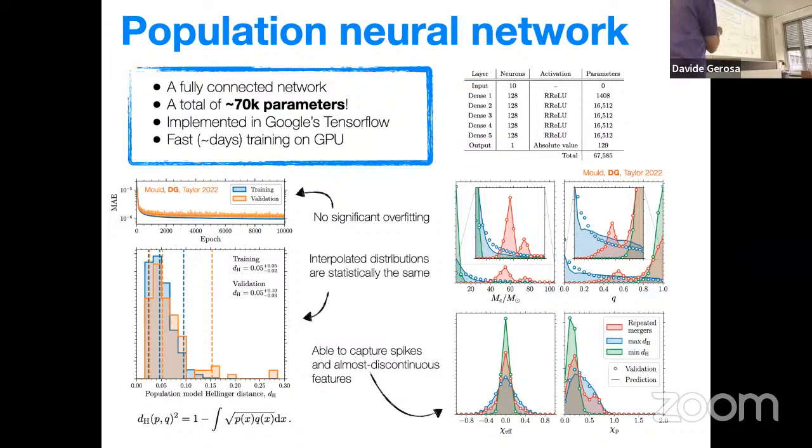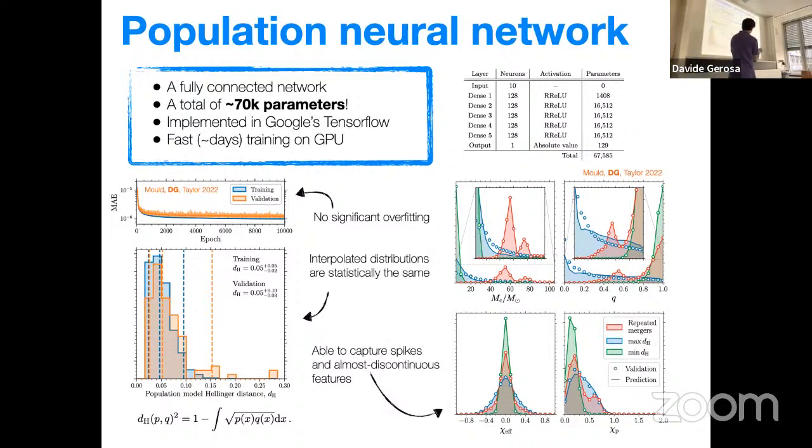So this is a typical machine learning plot. That's the loss function, how the loss goes down as a function of the epoch, meaning the number of times the network has seen the same batch of data. The fact that the training set and the validation set are sufficiently similar means that we don't have significant overfitting. We quantify this in terms of the so-called Hellinger distance, a measurement of distance between probability distributions, showing that training and validation indeed return statistically equivalent results.